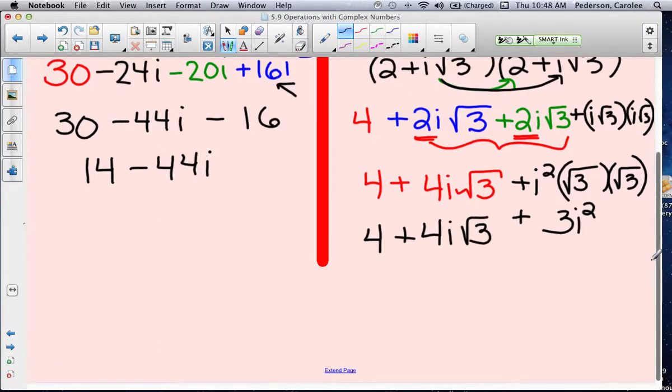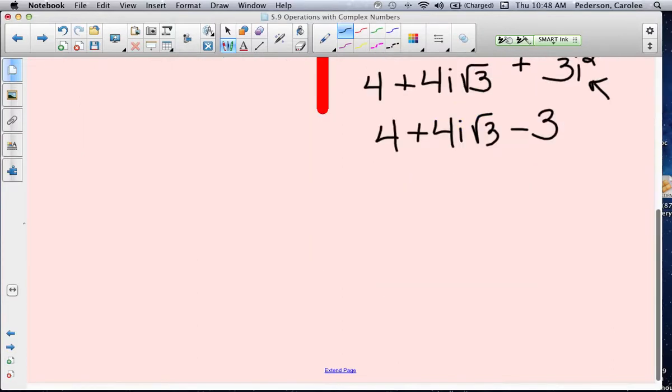Now from that example that we just did, remember what I said about the i squared? You can drop the i squared and change the sign. So now it's a negative 3. Bring down the first two terms. And now like terms exist again. 4 minus 3 is 1 plus 4i square root of 3.